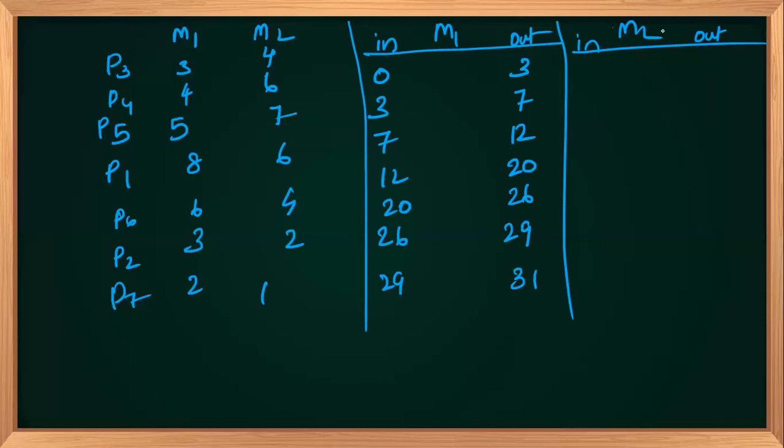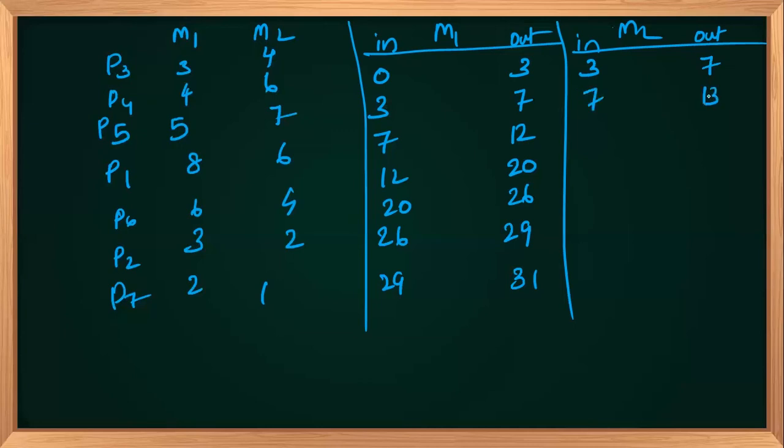Now, what is the case of M2? M2 cannot be started, because the sequence is the same for M1 and M2, right? So we can only start M2 after the machining is done. Then only the grinding will happen. So we can start only by 3. If I start by 3, I will complete by 7. So here there is no clash, we can start at 7, right? 7 plus 6 will be 13.